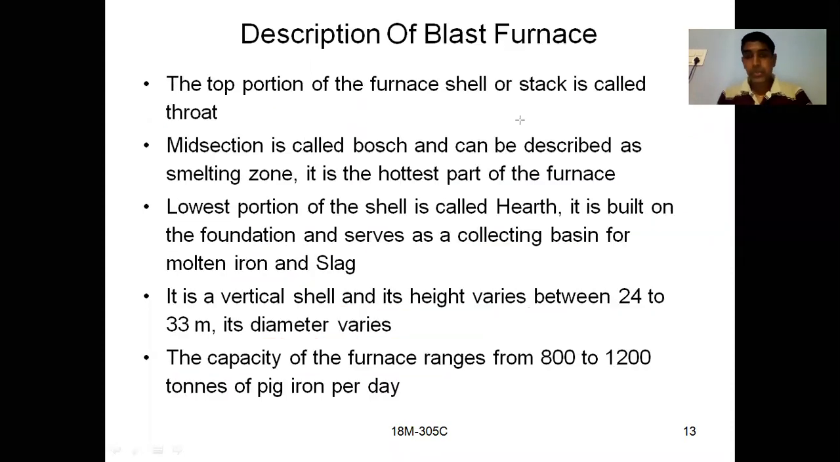And coming to the next slide. This is very, very important, and most of the time it is asked in the examinations. Describe the blast furnace. You have to draw the diagram and describe it. That means the construction of the blast furnace and the operation of the blast furnace, these things we are going to discuss.